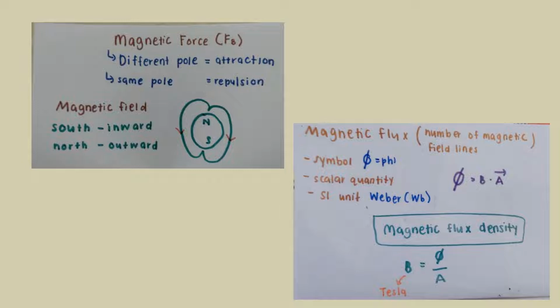Magnetic flux is the number of magnetic field lines, and the symbol is phi. Magnetic flux is a scalar quantity, and the SI unit is Weber. The formula is magnetic flux equals magnetic field times vector area. The last additional note is magnetic flux density: B equals flux over area, where B is in Tesla.